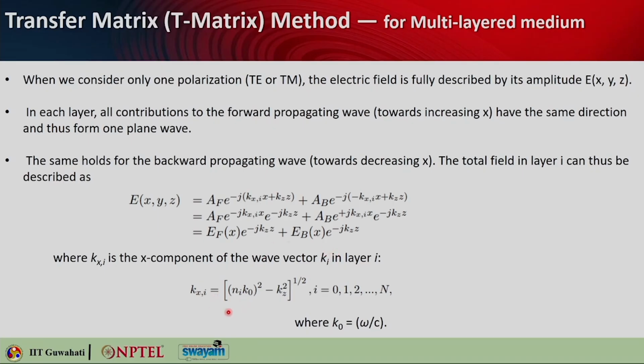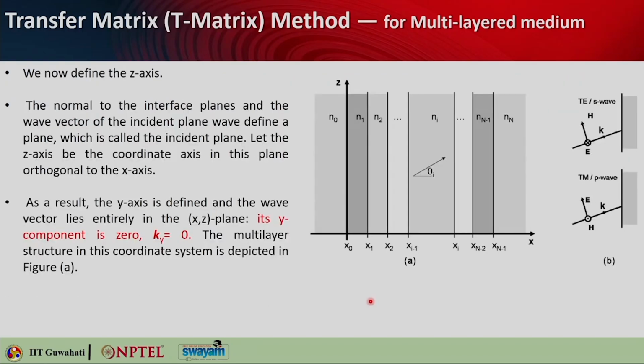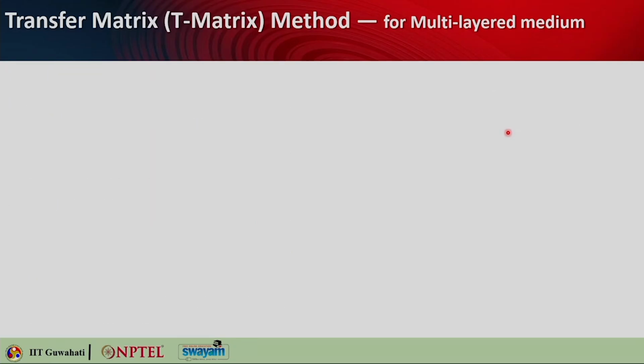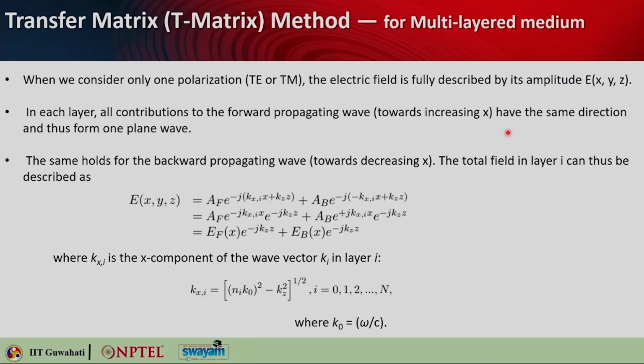And what are these components? So, k_xi is basically the square root of (n_i k_0) whole square minus k_z square. In this case, i is nothing but all those different layers that you will be encountering, starting from 0, because if you remember, the first layer, the incident medium, is 0 and then the transmission medium is n. Until then you will have different wave vectors in each of these layers. So, i will range from 0, 1, 2 up to n. What is k_0? That is the free space wave vector given by omega by c.